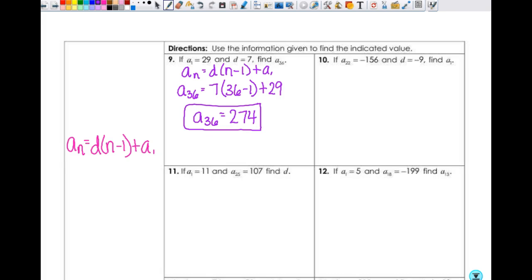Look at number 10. It gives me a sub 22. It's asking me for a sub 1. So I need to write down my equation here. I've got a sub n is equal to d times n minus 1 plus a sub 1. Well, a sub n, I know what that is. That's this right here. It's negative 156. That's equal to d, which is negative 9, times, what's n? 22 minus 1 plus a sub 1, which is what I'm looking for, right?